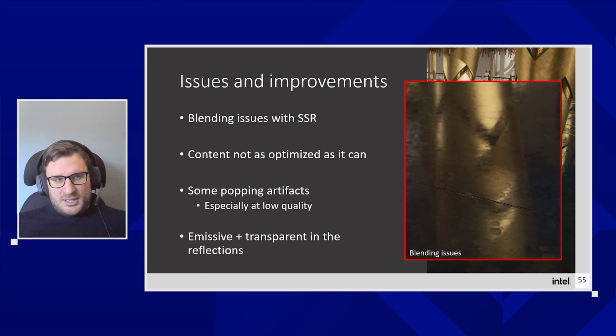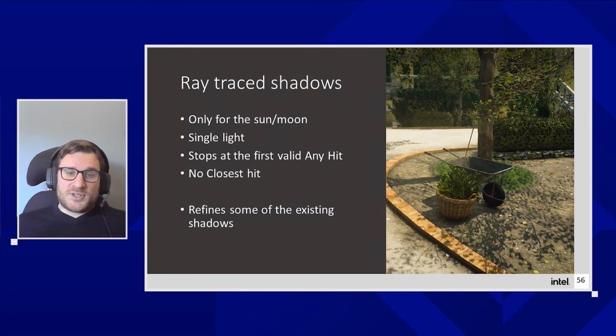All right. Before I finish my presentation, I would like to talk briefly about ray trace shadows, which is something that will be available in our implementation. It was kind of the stepping stone towards ray trace reflections, but we decided to leave it in the game as well. So the ray trace reflections in our game are single light. There is only one light that we can use for ray tracing, and it's only for the sun and the moon.